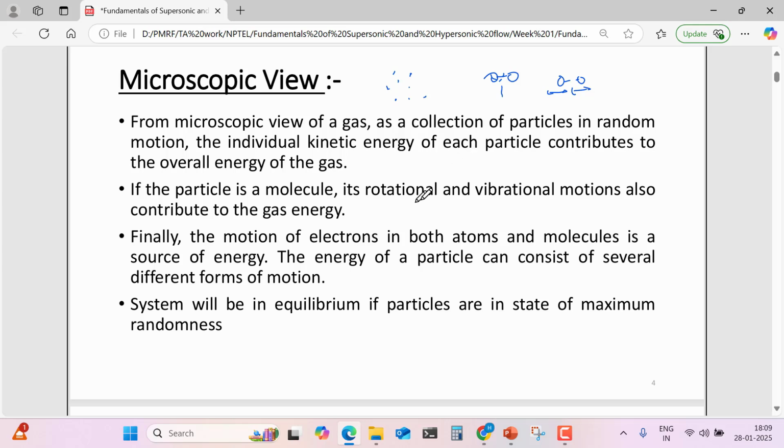And if the temperature is also high, then the electrons inside the atoms can also have motion, and they can also contribute to the electronic energy of the gas. So the energy of a particle can have many different types of energy, like translational energy, rotational energy, vibrational energy, and electronic energy. And whether the system is in equilibrium will depend on whether particles are in the state of maximum randomness. Currently, we will mainly focus on the macroscopic view. The microscopic view will be discussed later in the course.